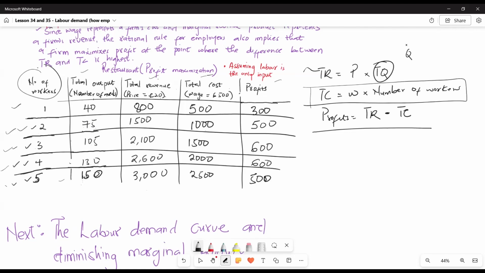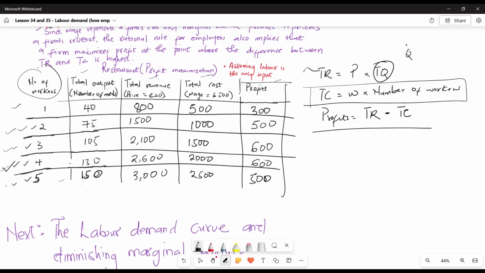So now that we have calculated this, the question here is, what is the optimal level of labor to demand? To answer this question, we already stated that a firm will maximize profit when they hire up to the point where the difference between the total revenue and the total cost is the highest. So if we look at these profits over here, we can see that the highest difference between the total revenue and the total cost is when the firm has four workers. So the restaurant's profit is at its highest level when it has four workers.